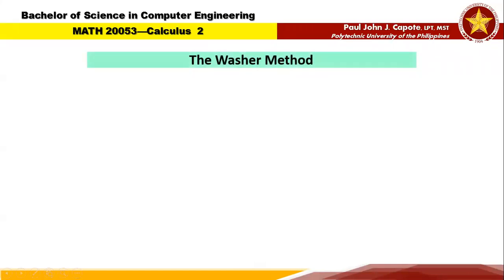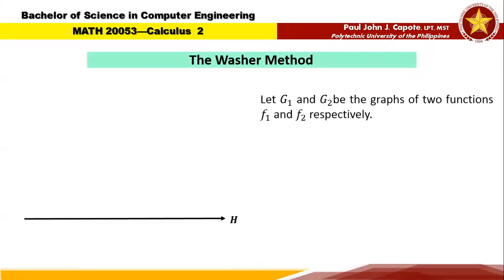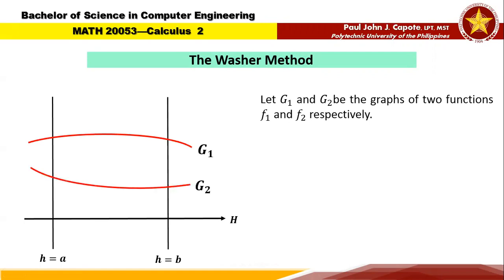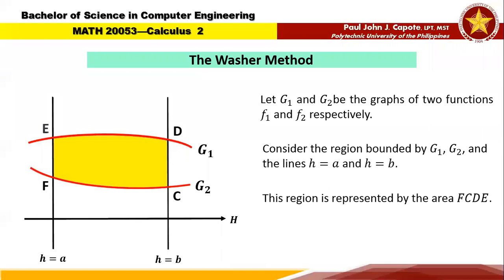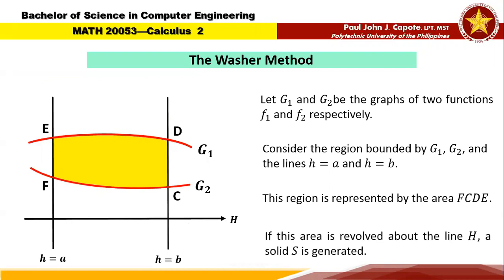Let's have the washer method. Let G sub 1 and G sub 2 be the graphs of two functions f sub 1 and f sub 2 respectively. Now consider the region bounded by G sub 1, G sub 2, and the lines h equals a and h equals b. This region is represented by the area FCDE. If this area is revolved about the line H, a solid S is generated.